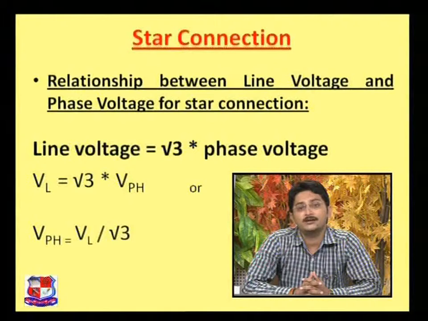So if you consider that line voltage is VL and phase voltage is VPH, we can say that our VL is √3 times VPH. You can see that VL equals √3 VPH. Or if you have to find VPH in terms of line voltage, then you have to write that VPH is 1 by √3 into VL, or you can say that VPH equals VL by √3. So this is the relationship between the line voltage and the phase voltage in a star connection.